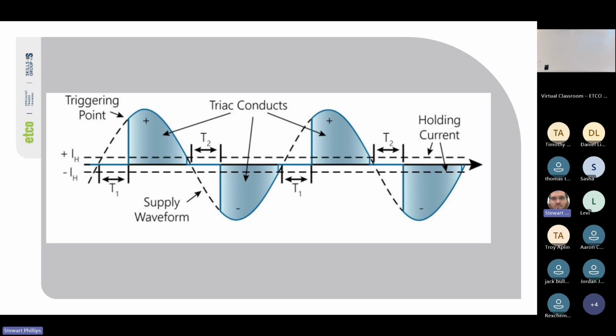And therefore we get a waveform out point like this. So you can see there the trigger point after T1, T2. After time 1 and time 2, we get the triggering point, and that is when the diac conducts in both the positive and negative half.